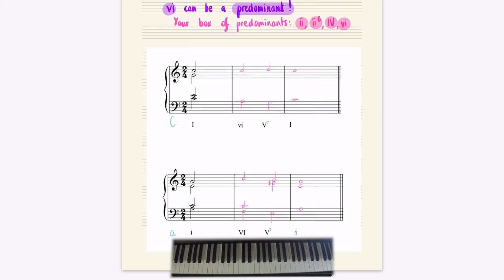Also notice that chord 6 in a major key is a minor chord, and chord 6 in a minor key is a major chord.